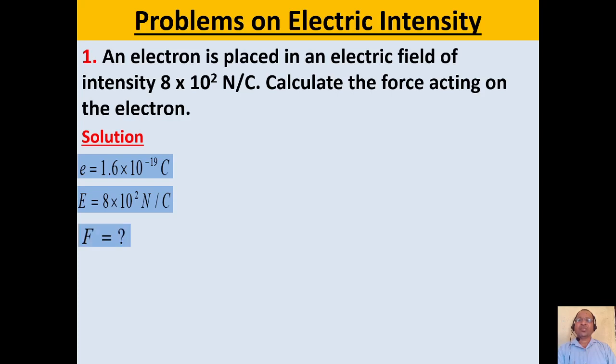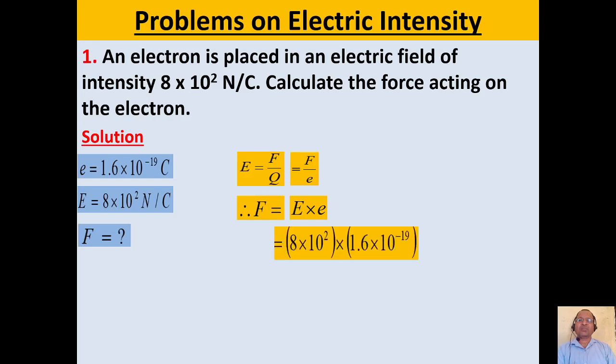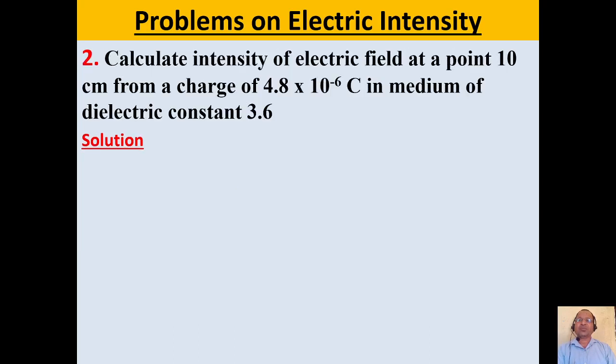So we use the basic formula, E is equal to F upon Q. We have to find out the force. So F, instead of capital Q, the charge, we write small e. So F is equal to E into e. Substitute the values, and the final answer on the calculator will be 12.8 into 10 raised to minus 17 Newton. Let us move towards the second problem.